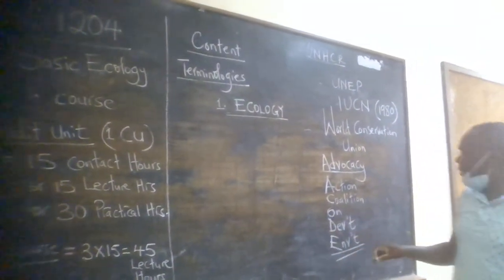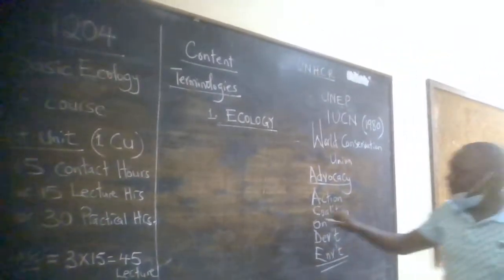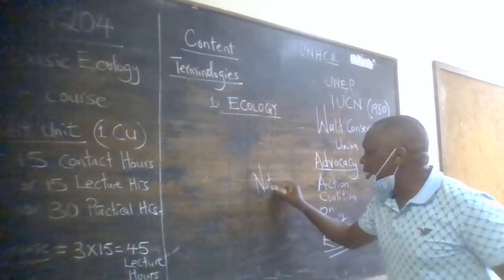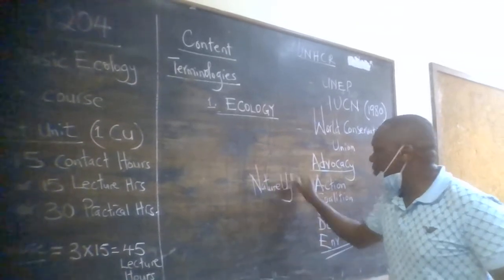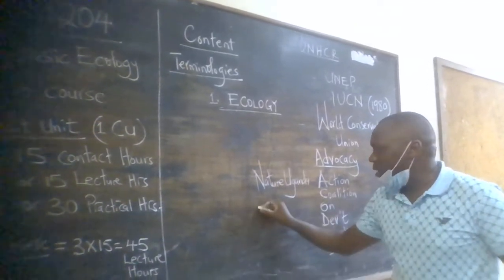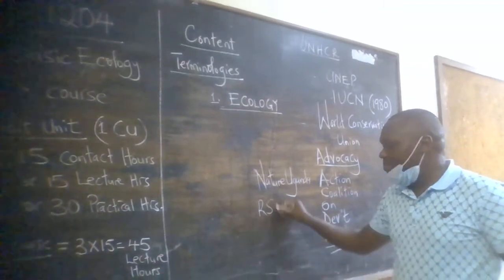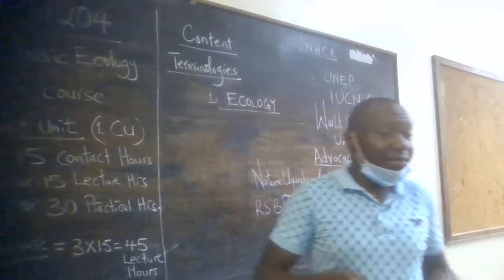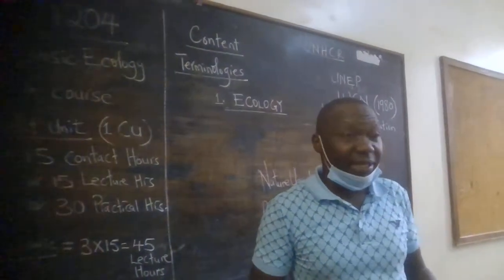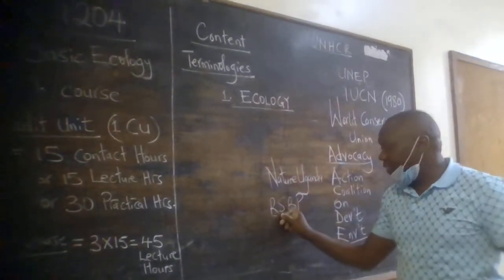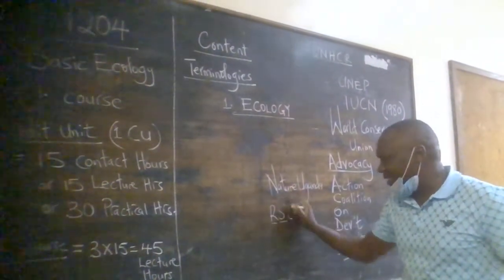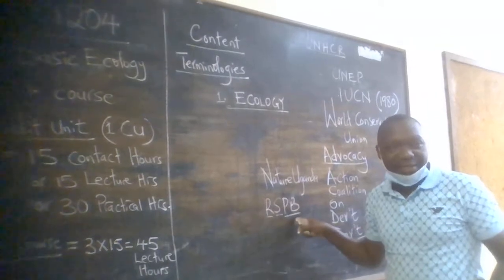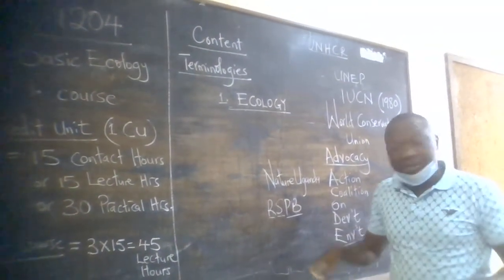And here in Uganda, we also have an organization which is here in Kampala, and it is called Nature Uganda. Nature Uganda. It is called RSPB. It is funded by the Royal Society of Britain. It's called Royal Society for the Protection of Birds. It is called like that. Royal Society for Protection of what? Of Birds. And the representative here in Uganda is called Nature Uganda.